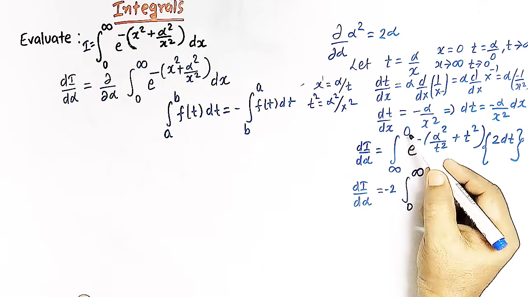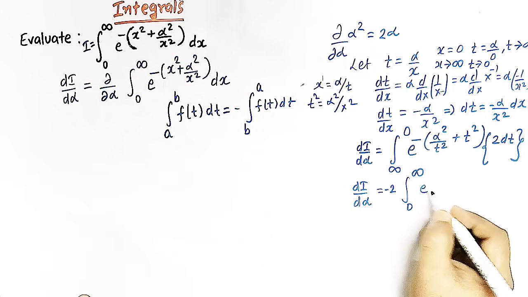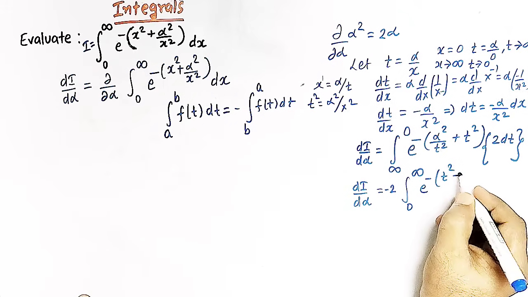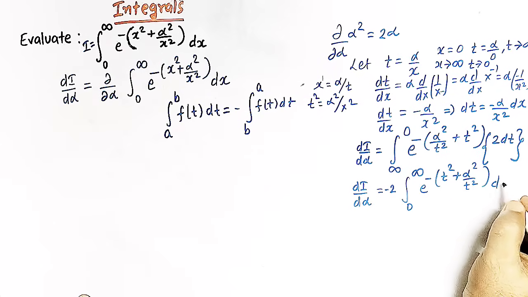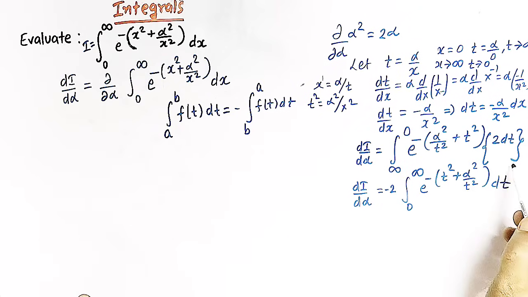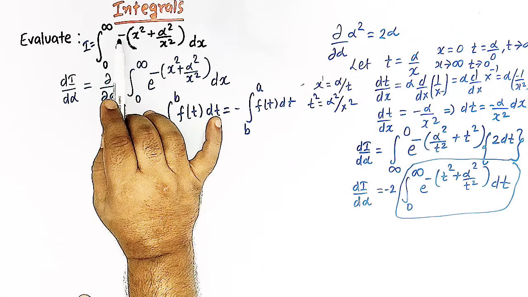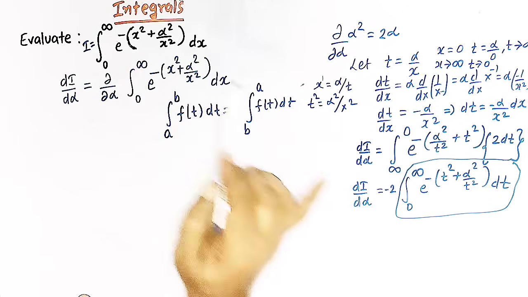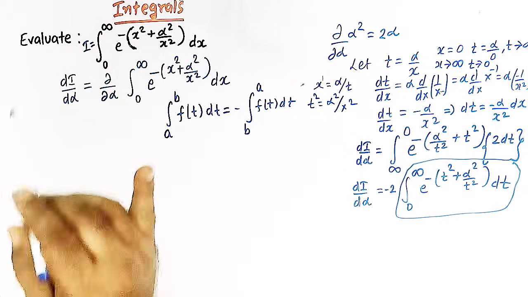So interchanging the limits, we have a negative sign, and then we have e raised to minus, we can take here t square, then we can write alpha square over t square, and here we have dt, right? So now let us look at this integral. Now see, the original integral is 0 to infinity e raised to minus x square plus alpha square over x square dx. So this integral is the same as this integral except the variable, right?